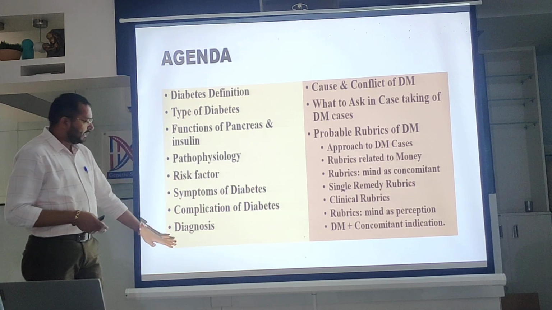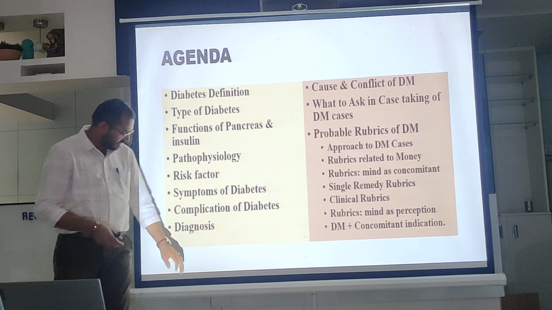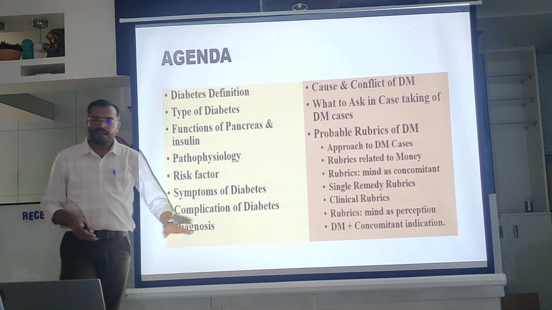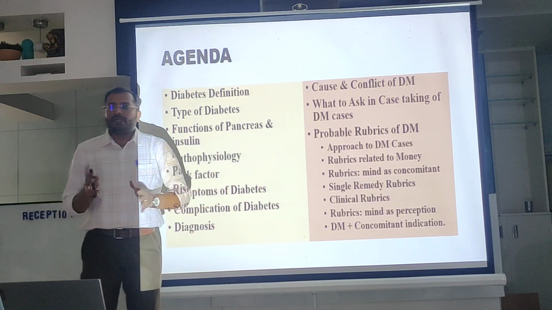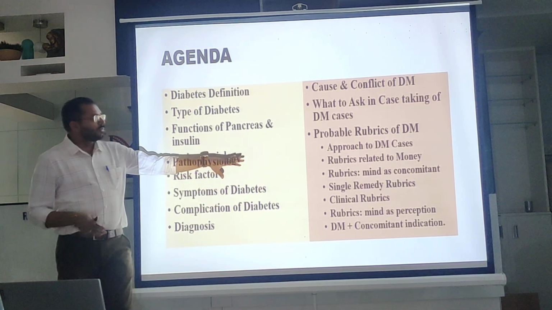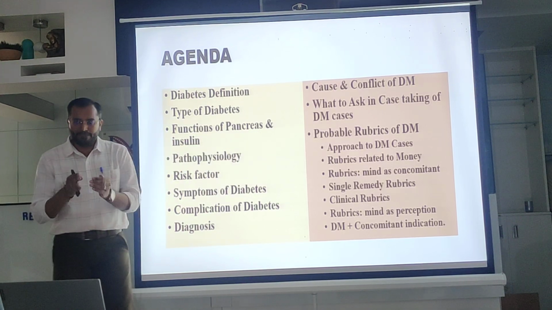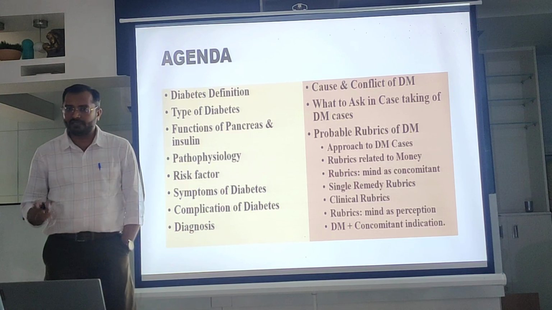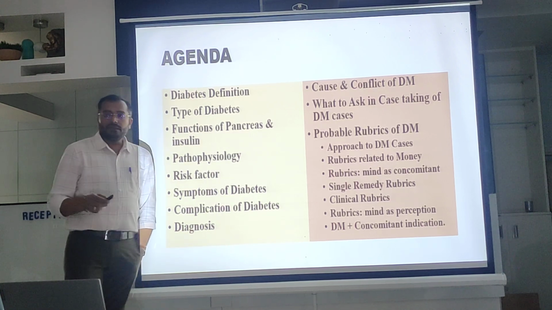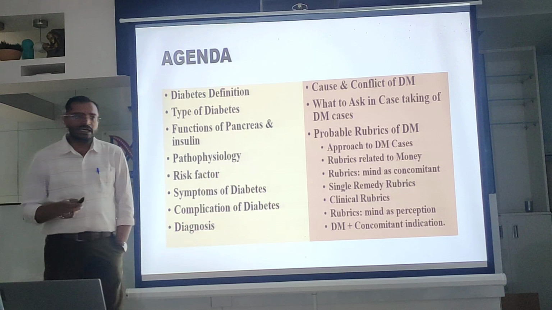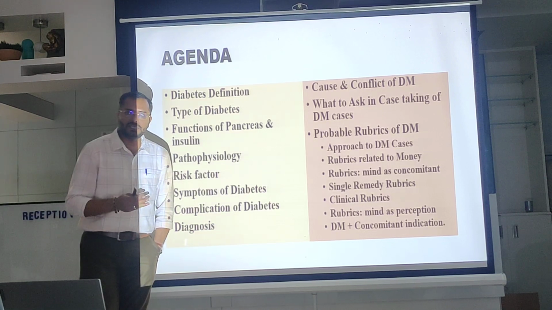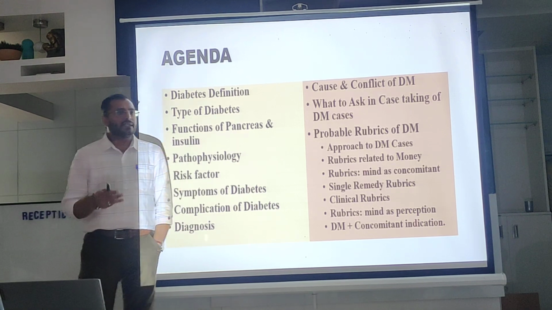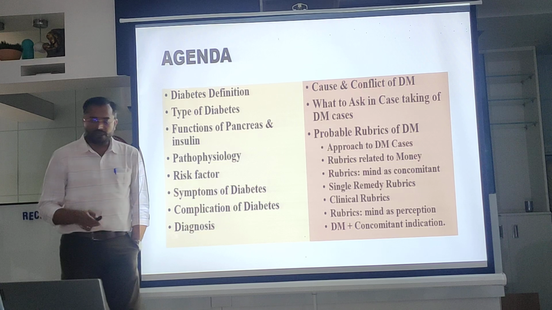Then the symptoms of diabetes, certain complications and the diagnosis. This is called the allied part of understanding diabetes. And in predictive homeopathy, in terms of the approach to diabetes, we have to find out the cause and the conflict related to diabetes. Then the most important task is case taking. So what questions can we ask our patients to crack the cases of diabetes? That is what we are dealing with.